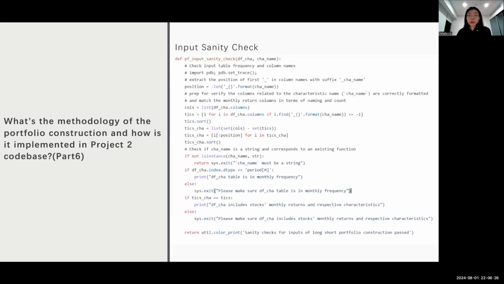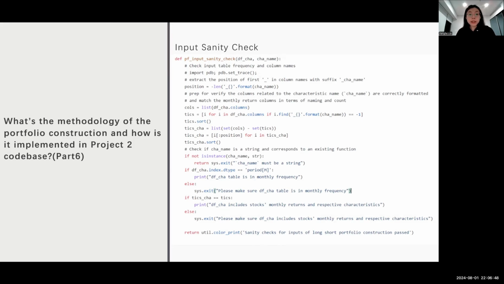The following part focuses on constructing the portfolio based on the previously calculated characteristics. This part involves several key steps: input validation, data reshaping, stock sorting, and portfolio calculation. Let's break down each step in detail.